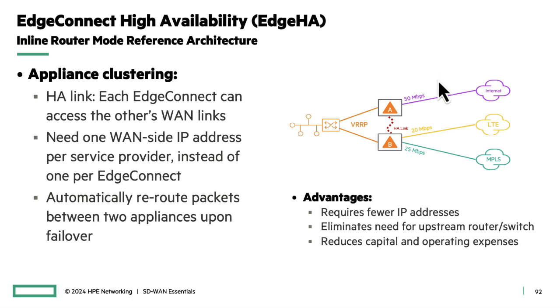We can create an overlay over this internet and this MPLS transport with an Edge HA configuration. This architecture is typically used with larger branch offices or regional offices.